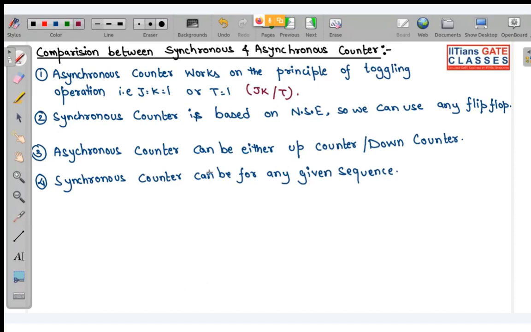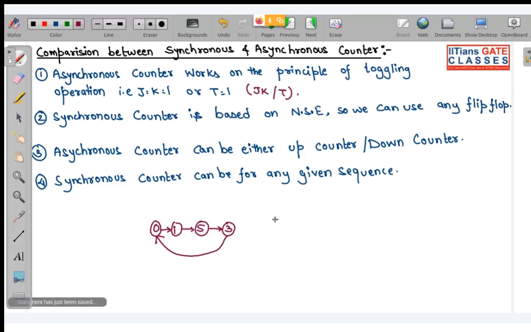Okay. So asynchronous counters, I have already told you, are either up counters or down counters. With the help of clear and preset, we can reset the counter at a certain state, but the counting will always be either up counting or down counting. But in a synchronous counter, we have seen we can take any state of counting, like 0 to 1, then to 5, then to 3, and then again back to 0. So we can achieve such a counting sequence in a synchronous counter. Why? Because a synchronous counter takes help of the next state equation.